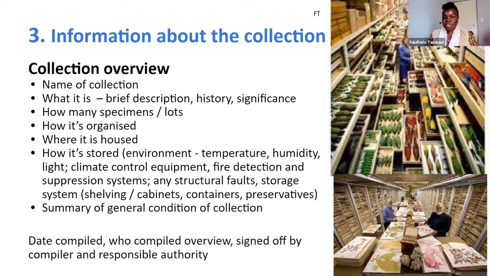The significance of it, so the importance of that collection. Why is it important? Not only for you as an institution, but also for society. How does it benefit society? This should be included in that overview. Also, how many specimens are in that collection? If the collection is too much for you to have an exact number, then you can have an estimate, a close estimate of how many specimens you have.